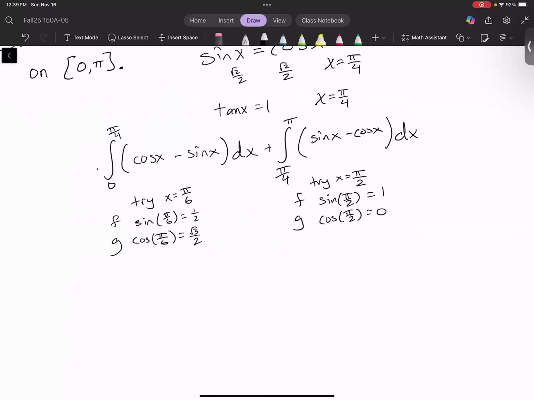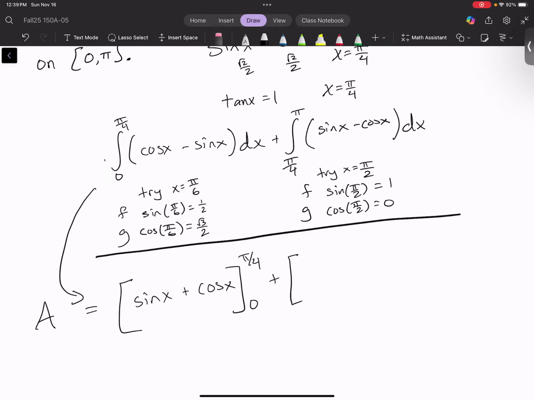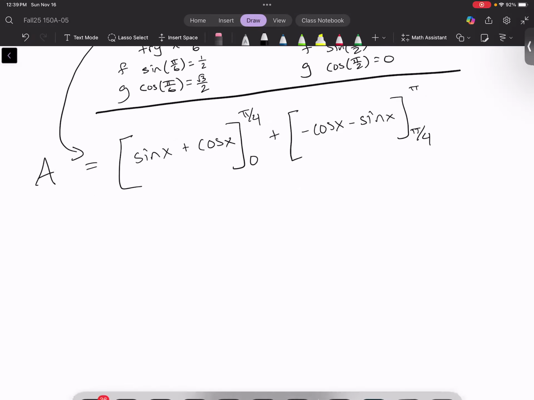Awesome. So let's evaluate this now. This is our area. So antiderivatives here. The antiderivative of cosine is sine. The antiderivative of minus sine is plus cosine x. Okay, we have this plus, and then the antiderivative of sine is negative cosine x. The antiderivative of negative cosine is negative sine x. Excuse me, pi over 4. Okay, and I will plug in.